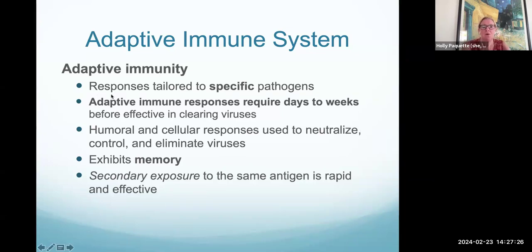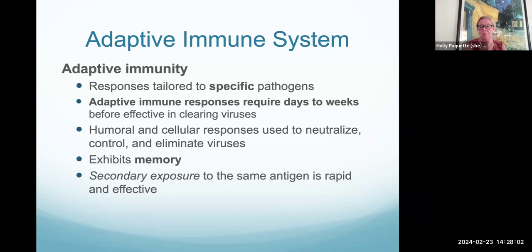You also want to always keep in mind that our adaptive immune response requires more time than our innate to begin to kick in. So you might get fever or inflammation or phagocytosis almost immediately with exposure. With the adaptive immunity, it will take days to even weeks before your body can effectively clear a virus from it. And as I said, we have two branches of it. We have both the humoral and the cellular responses. These are used to neutralize, meaning stop it from really spreading, and then control and eliminate viruses. And we'll talk about how it does that.